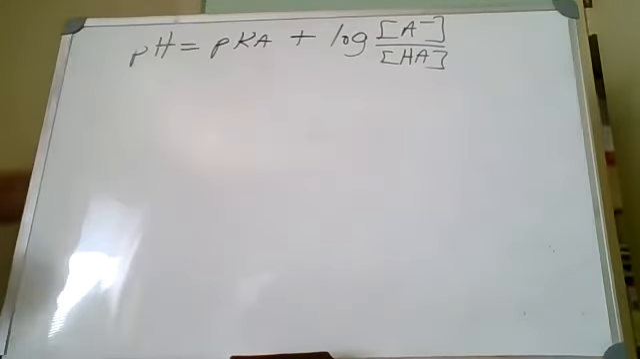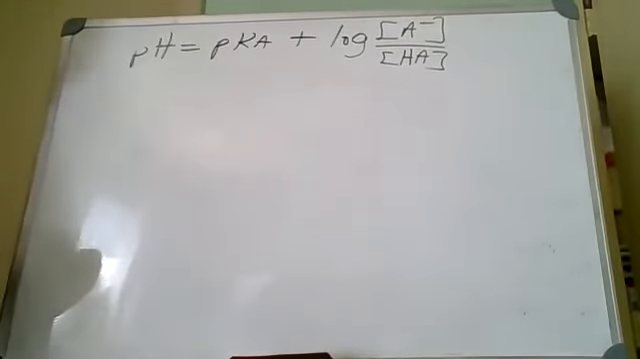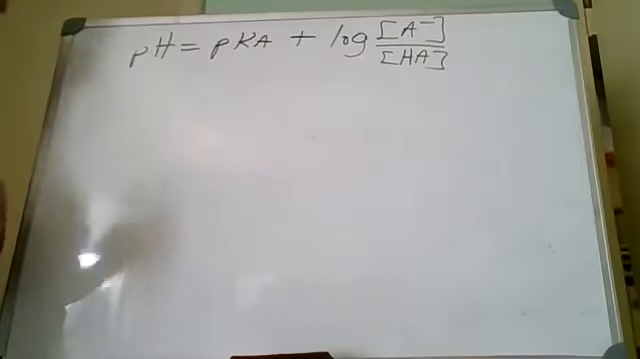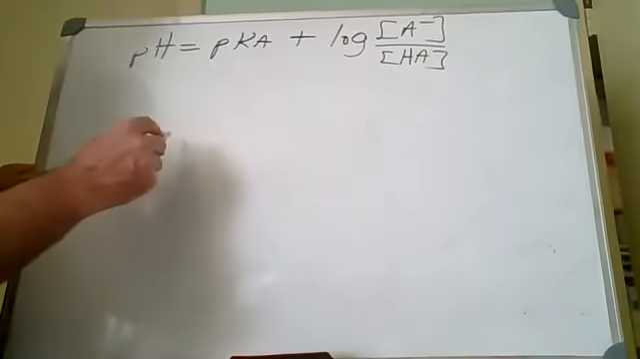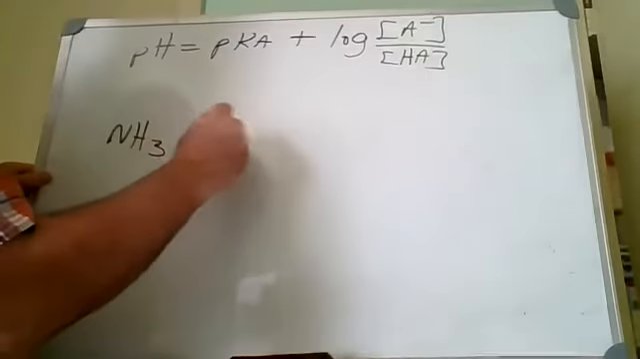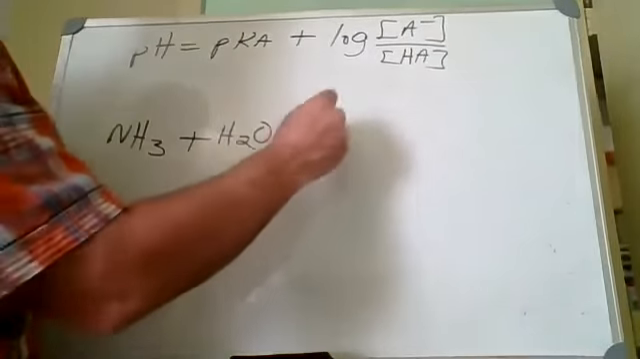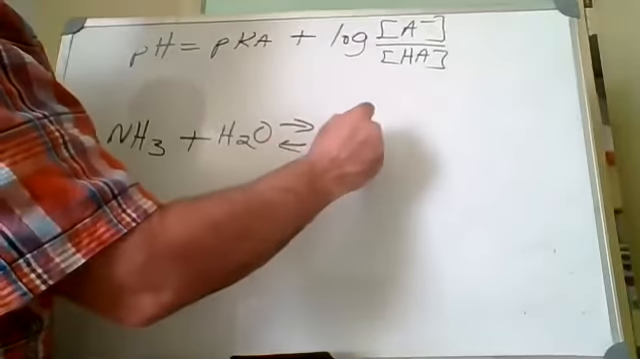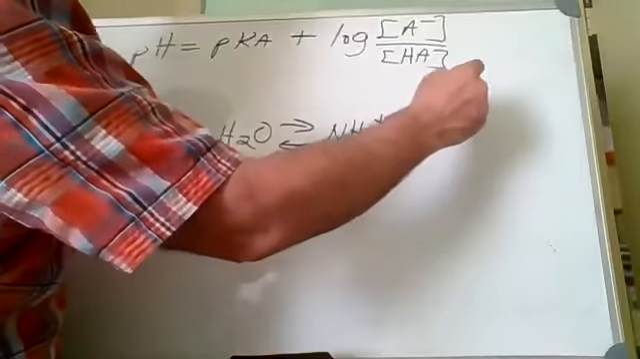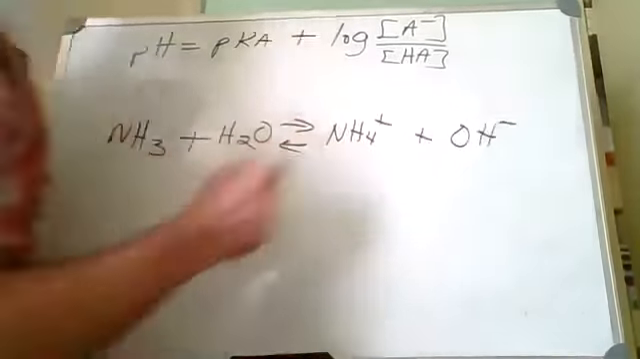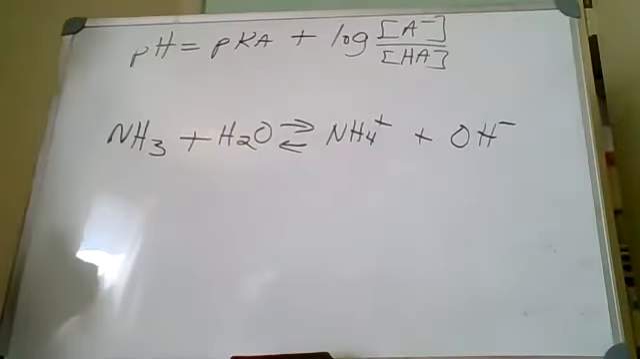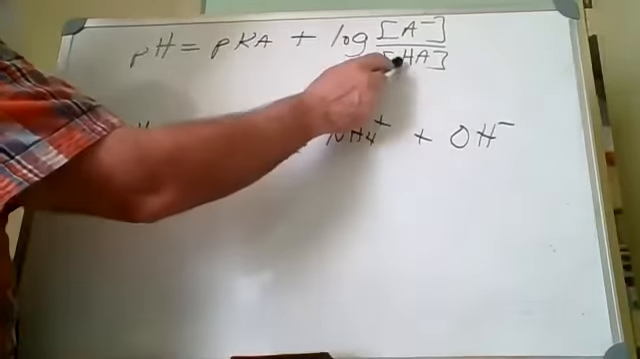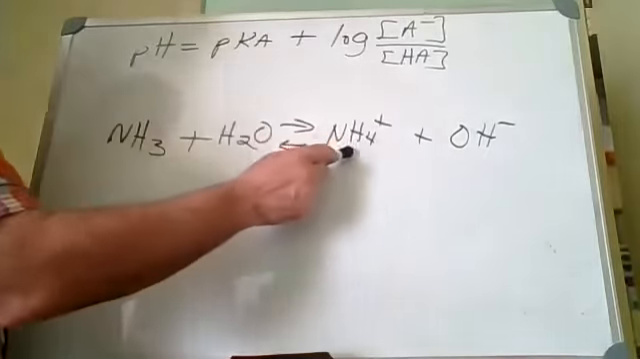The other thing is, if your buffer utilizes a base and its conjugate acid, such as ammonia, you can still apply the Henderson-Hasselbalch equation. This NH4 plus is HA, right? And NH3 is the conjugate base.